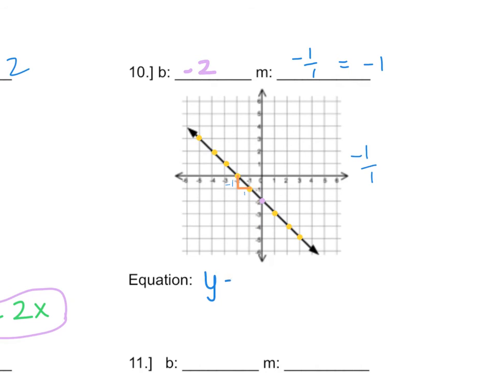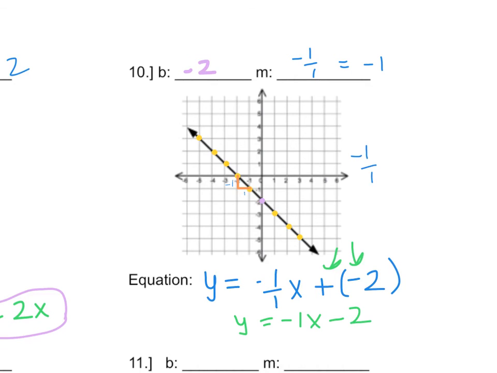Write your equation. Y equals m. Our m is -1 over 1x plus the b, which is -2. We could simplify that because we have a plus sign and a minus sign. So you could simplify to -1x minus 2. Done.